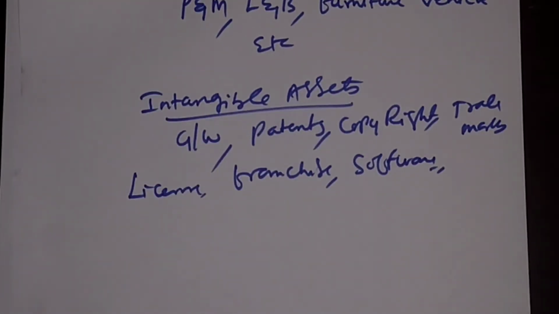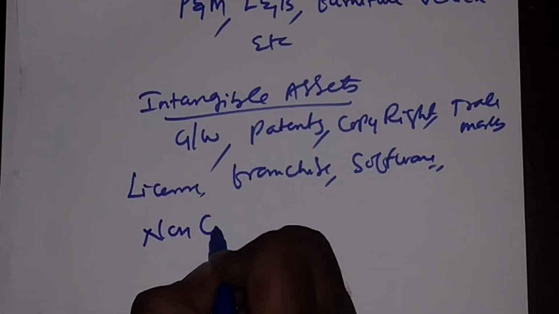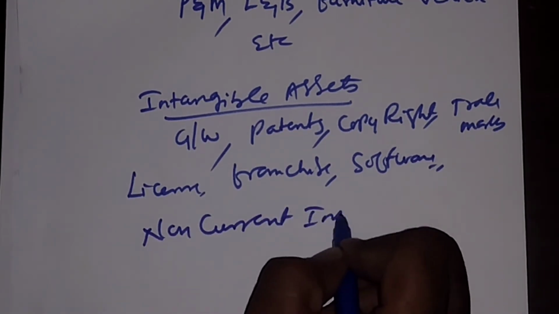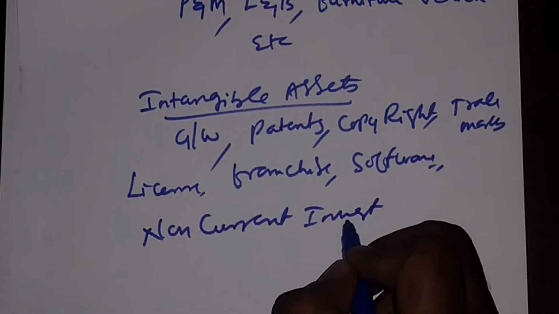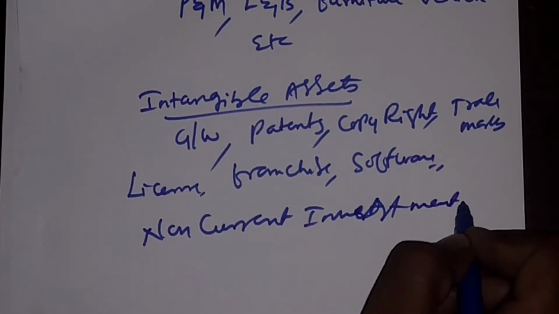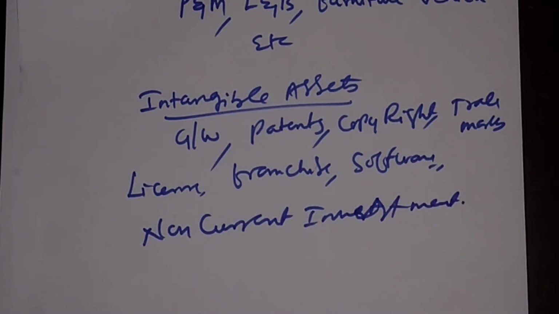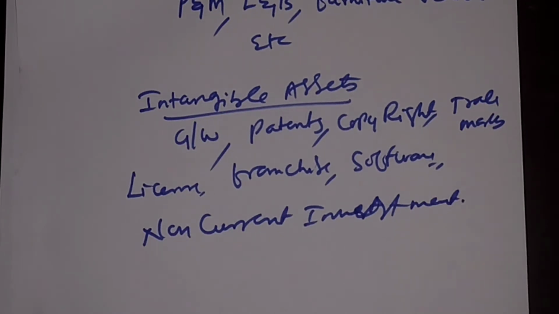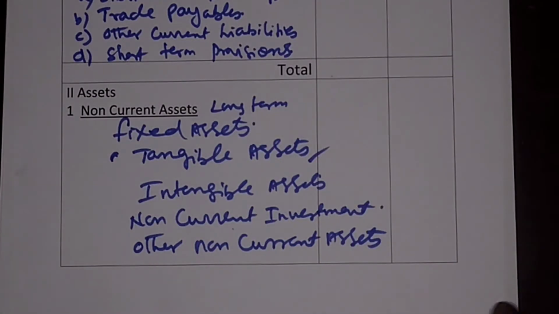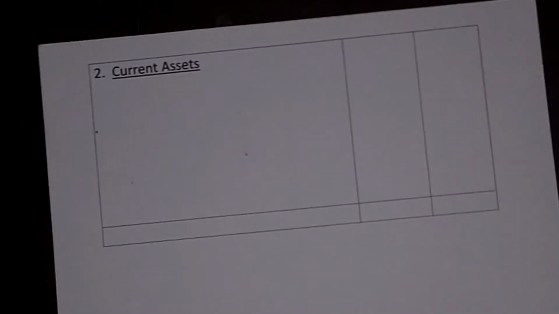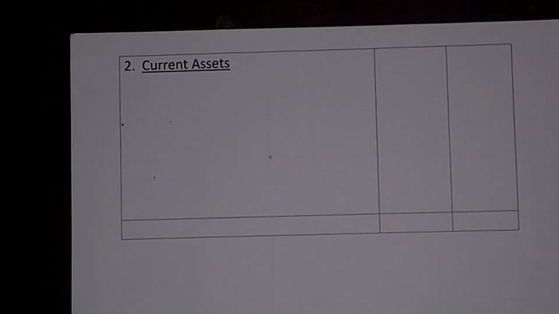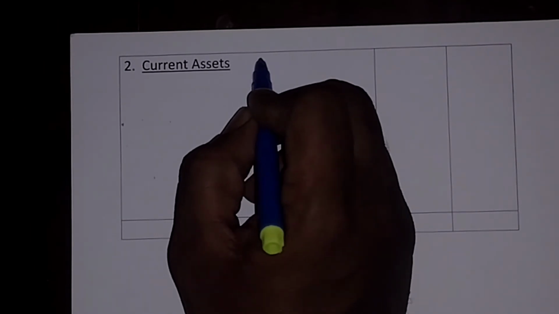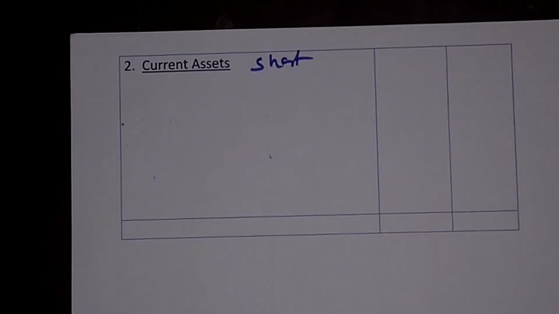Next one is the non-current investment. Non-current investment means the investment for more than 12 months. And other non-current assets are various other assets held for a long period. Next, as per our format, after non-current assets, the next one is current assets. Current asset means its life is for a very short period of time.